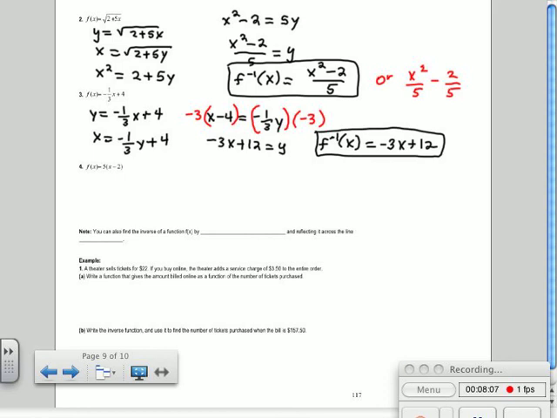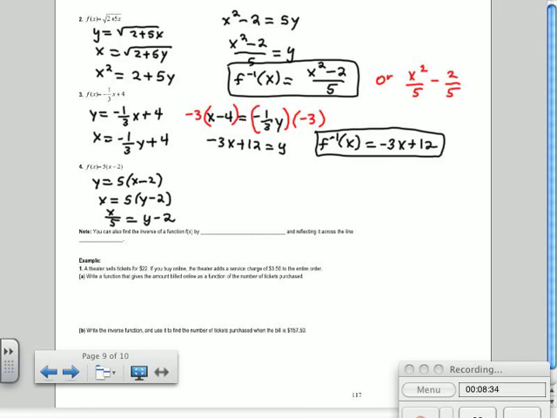All right, the next one. Replace f of x with y. Switch your x and y. So you get x equals 5 times y minus 2. Solve for the new y value. You can do this a couple different ways. You can distribute the 5 first and then solve for y, or you can just divide by 5 right now. That's the way I like to do it. I like to just divide that 5 over.